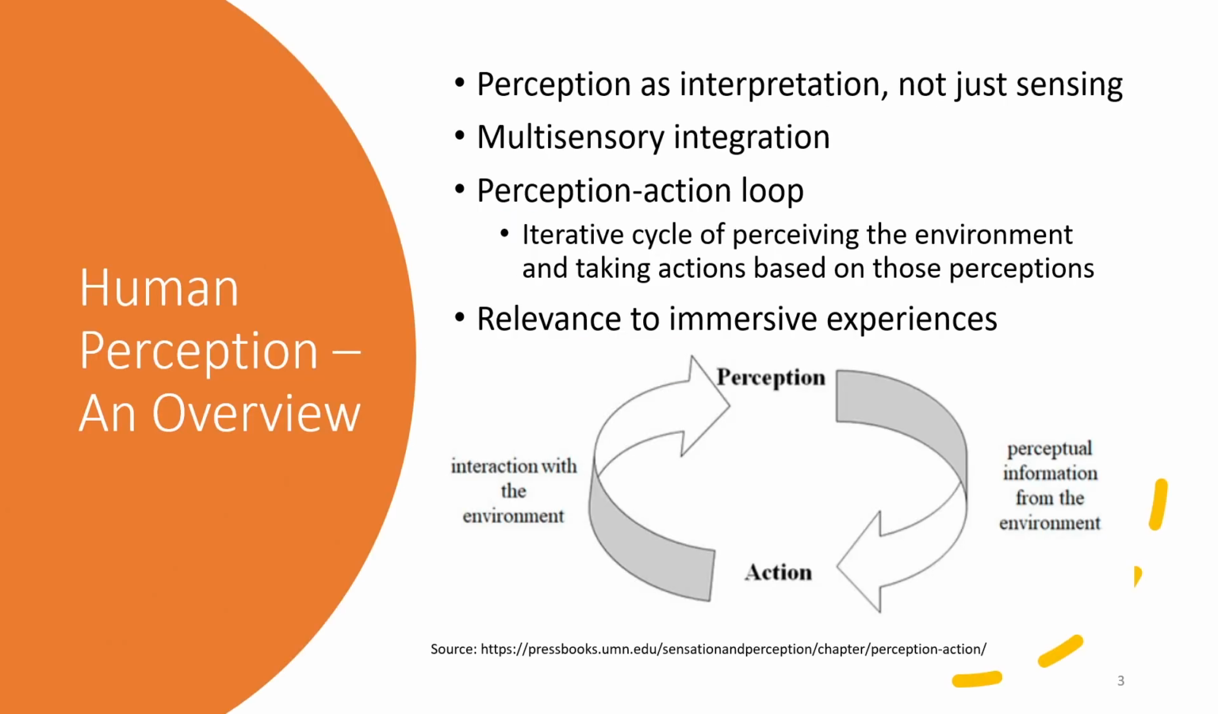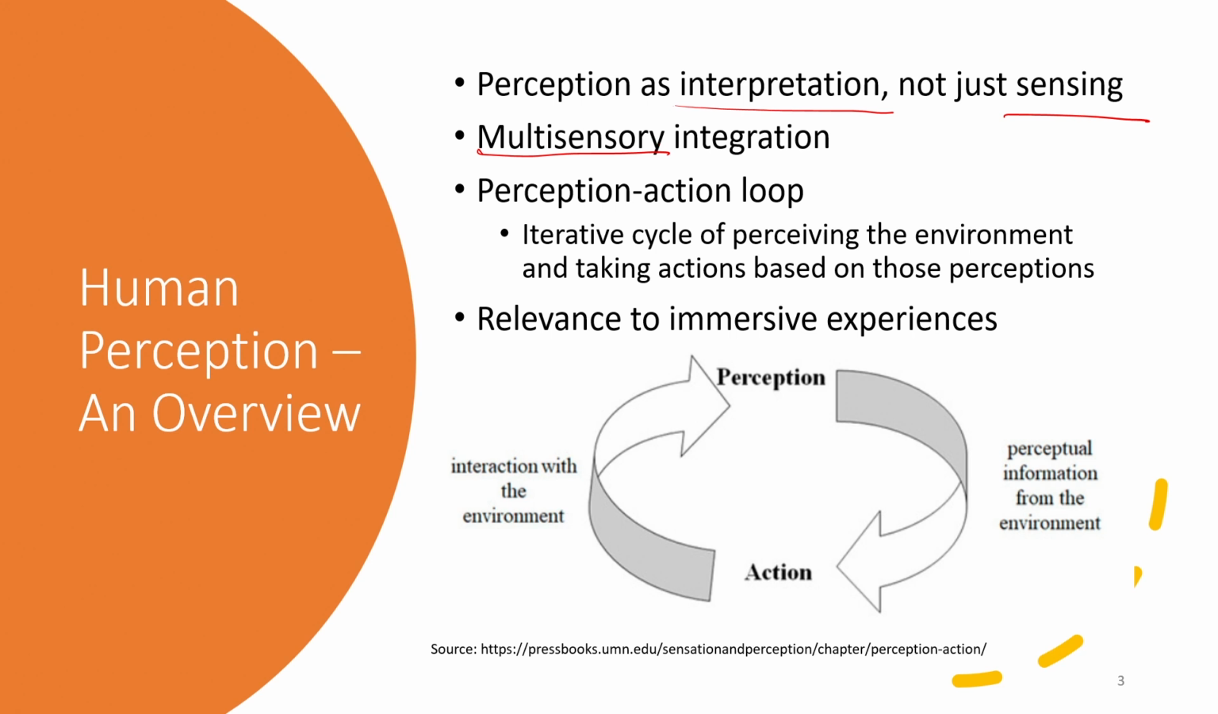Let us start with an overview of human perception. One can think of perception as interpretation and not just sensing. It is not just sensing the world around us, but about making some interpretation about it, getting some meaning about what we are sensing in the world, and that requires multisensory integration.